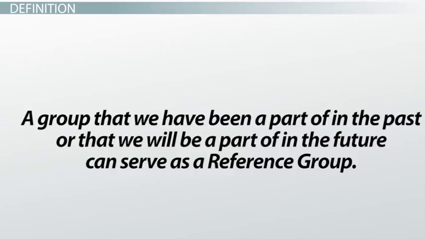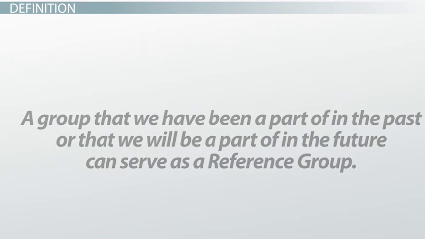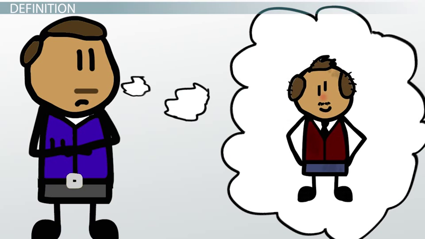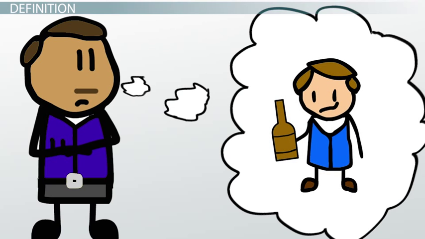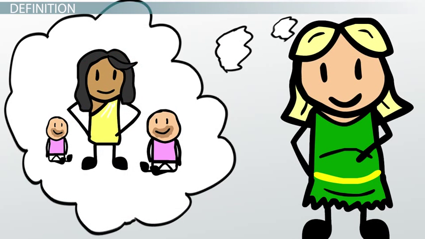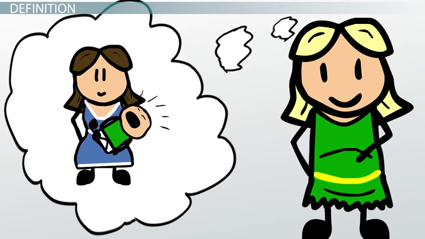A group that we have been a part of in the past or that we will be a part of in the future can serve as a reference group. A married man may still look to his single friends as a reference group, even though this is a group that he no longer belongs to. In the same vein, a woman pregnant with her first child may use women with children as a reference group, even though she does not yet belong to this group.